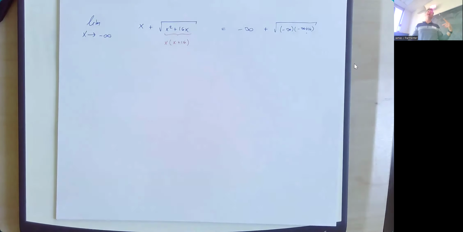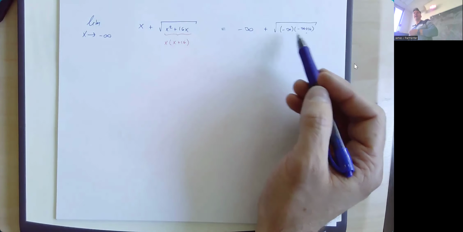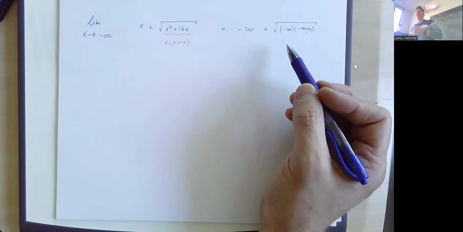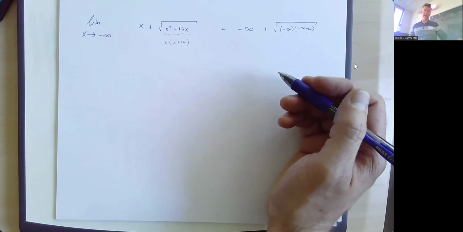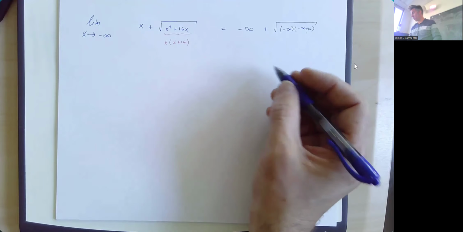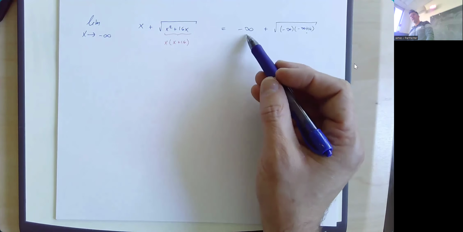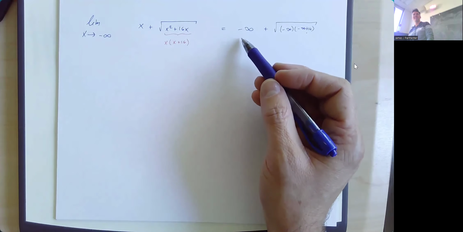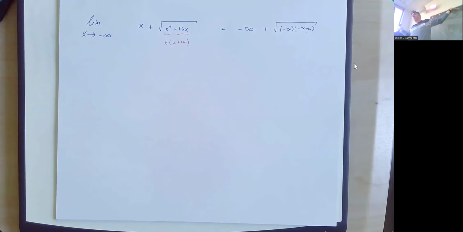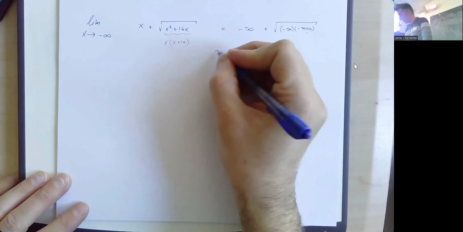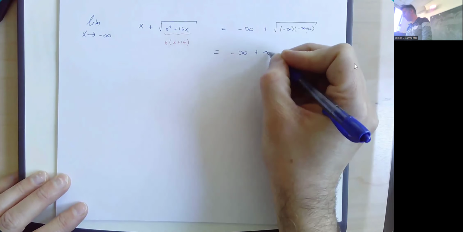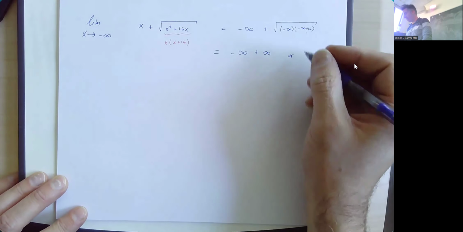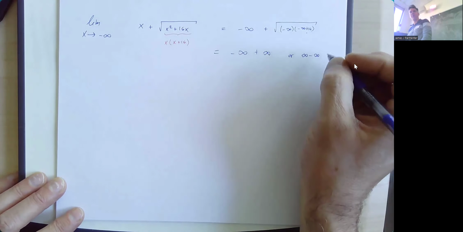When I say infinity, what you should really hear is a really big number. So a negative really big number times a negative really big number is a positive really big number. And the square root of a positive really big number is a positive really big number. So a really big positive number plus a really big negative number. Who knows? Could be anything. This is what's called, it's actually not called a negative infinity plus infinity. It's more accurately called an infinity minus infinity form.